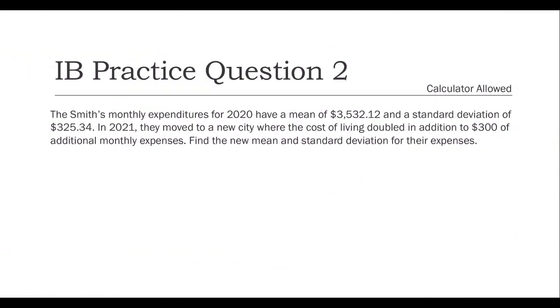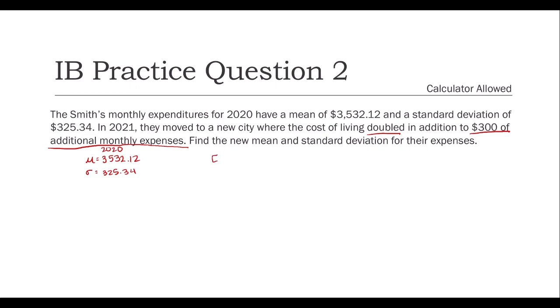Now we have our second IB practice question where the calculator is allowed. It says the Smiths' monthly expenditures for 2020 have a mean of $3,532.12 and a standard deviation of $325.34. In 2021, they moved to a new city where the cost of living doubled, in addition to $300 of additional monthly expenses. Find the new mean and standard deviation for their expenses.